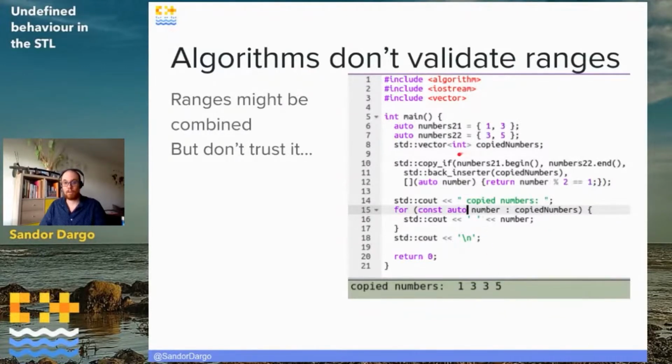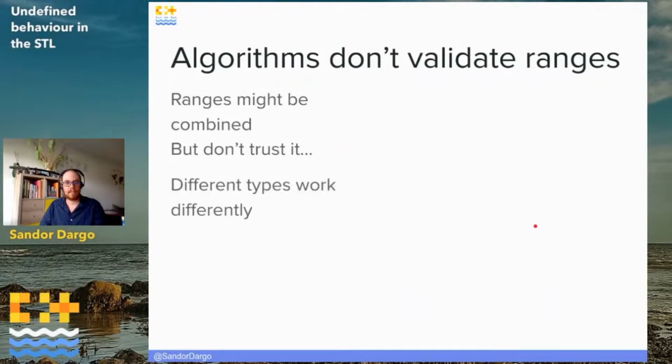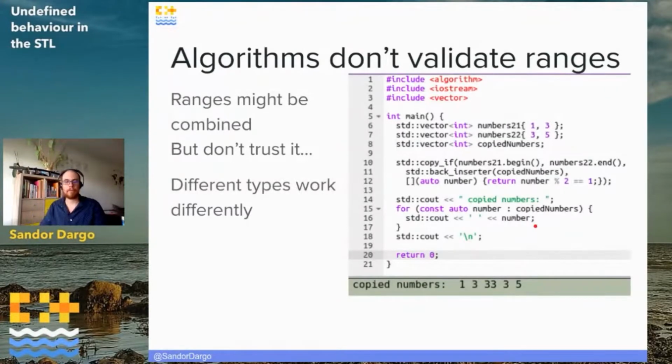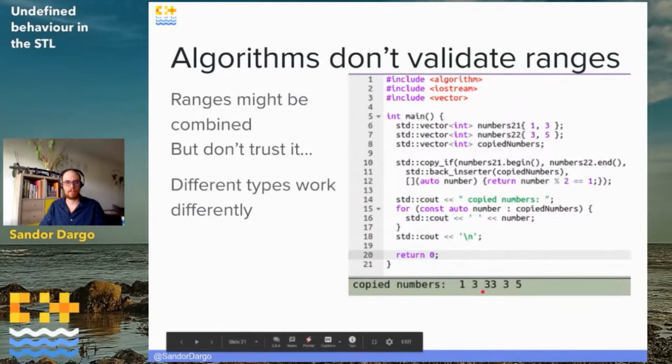Algorithms like copy_if will not validate that these two iterators are related to the same container. In fact, it doesn't even have the means to do it. And if we alter our example a bit, so for example, we change the type from the standard initializer list to just vector, then we'll see something strange. In the middle, you have 33.